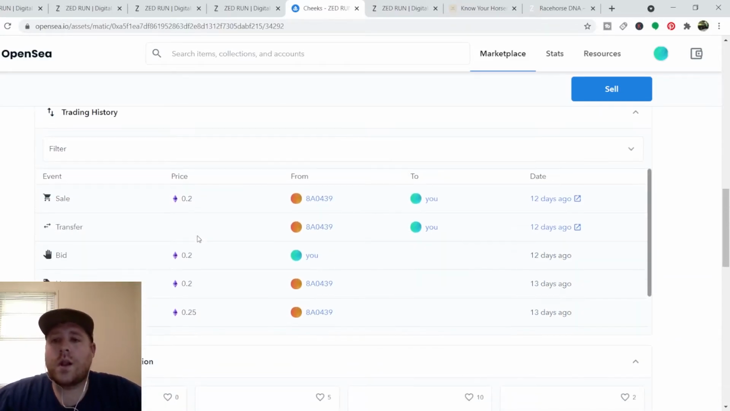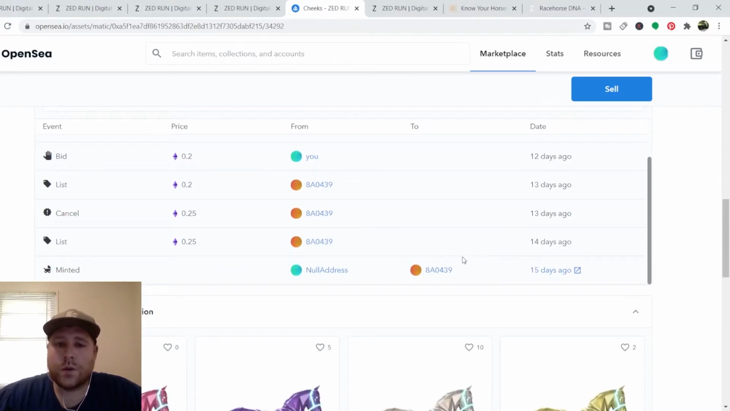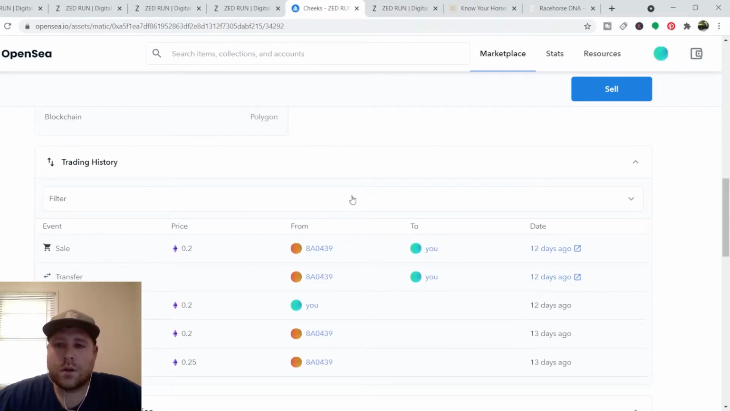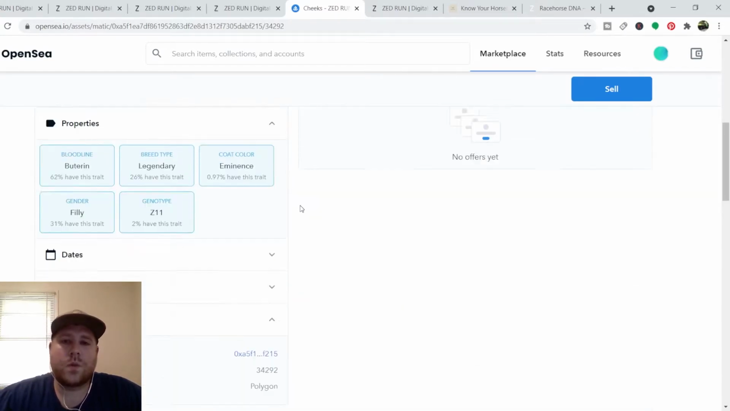And then down here at the bottom has the entire transaction history of the horse. So this horse was minted 18 days ago, was listed, was canceled, he dropped the price, I bought it, and now mine, transferred to me.